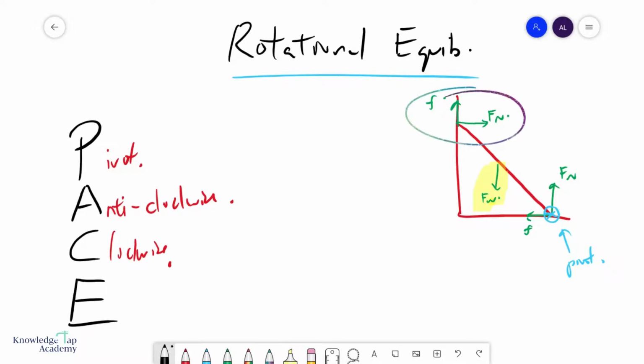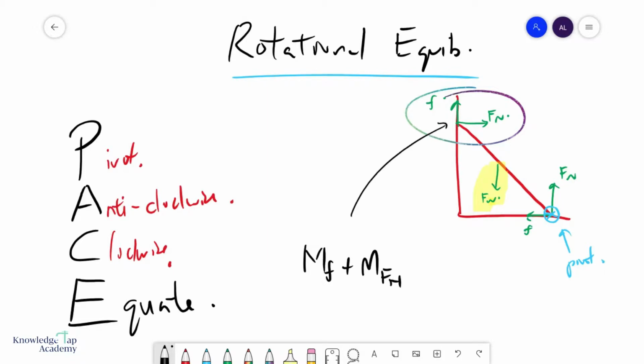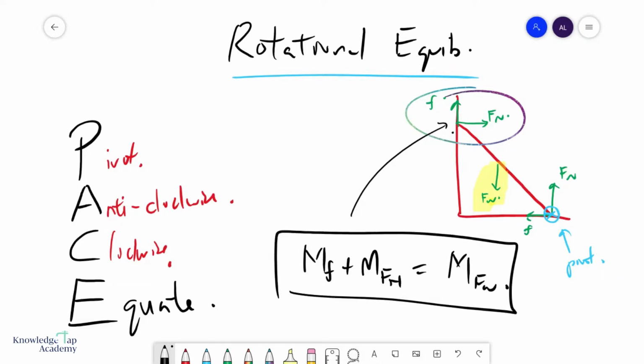And once you calculate all these moments, you simply have to equate them. And so in this case, the moment created by the friction plus the moment created by the normal contact force up there must equal the moment created by the weight. And sub in numbers, solve for unknowns, and there you go. That's how we break down a rotational equilibrium problem.